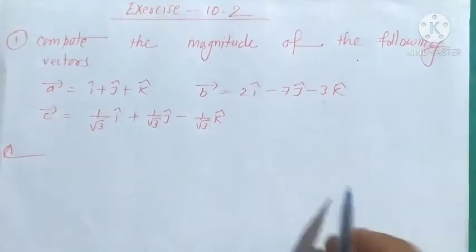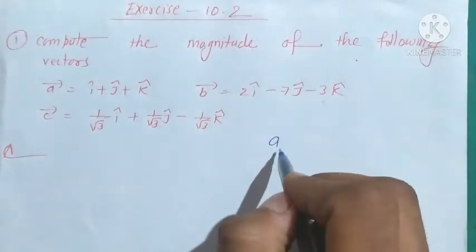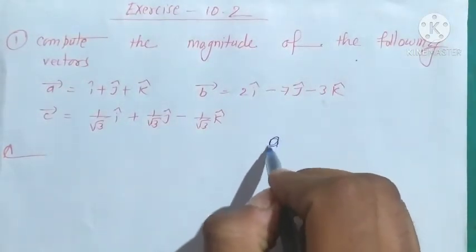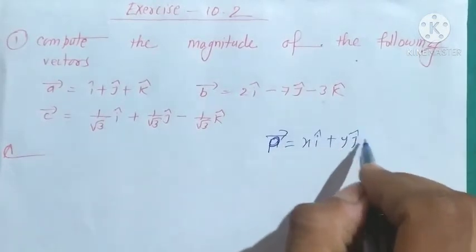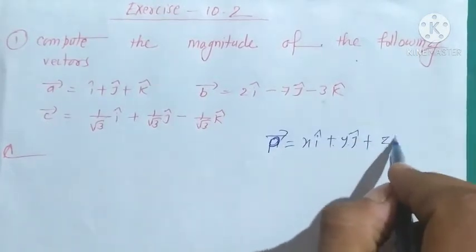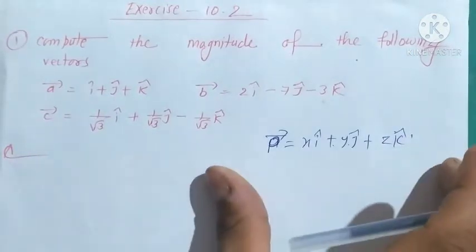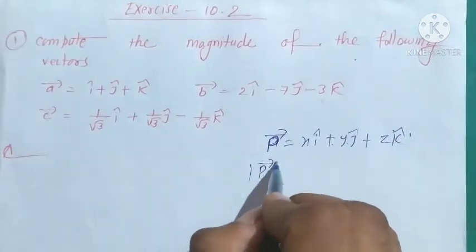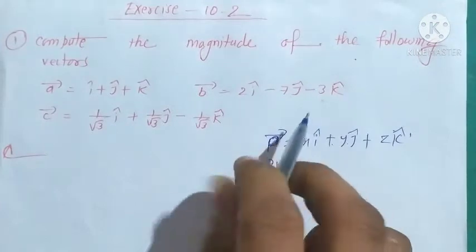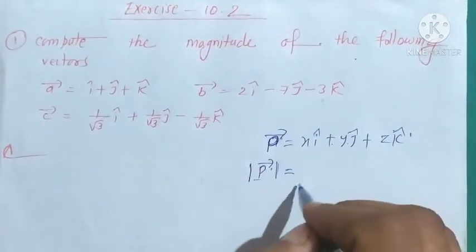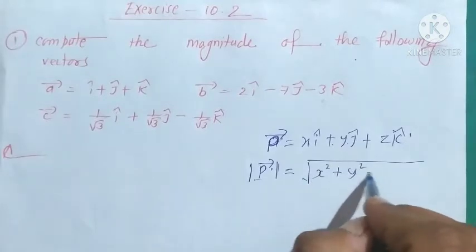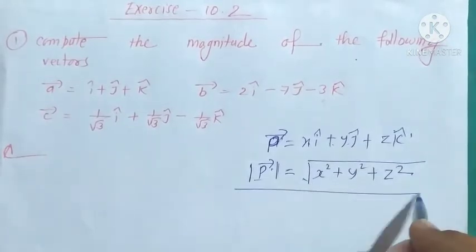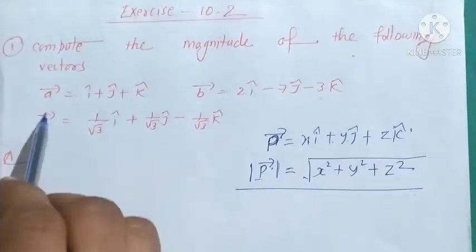Firstly, whatever vector we take, let it be p, with components given as xi, yj and zk. Now we have to find its magnitude value. We take mod on both sides. This is the magnitude value of this vector p: the square root of x square plus y square plus z square. Here this is the first vector.